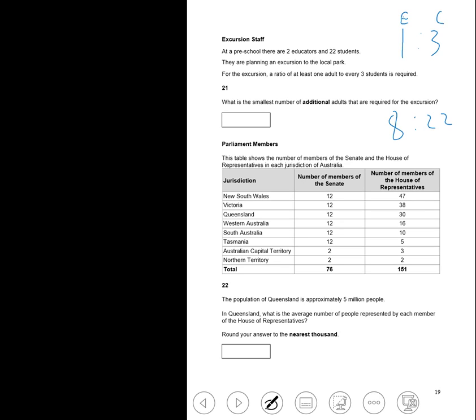to make sure that it's no more than 3 children for every 1 educator, because 3 times 8 is 24. So we've got an extra educator than what we absolutely would need. We could actually look after 2 more children. Now it says, what is the smallest number of additional adults that are required for this excursion? Well, we need 8 in total. We have 2. So how many do you add to 2 to get to 8? That answer is 6.